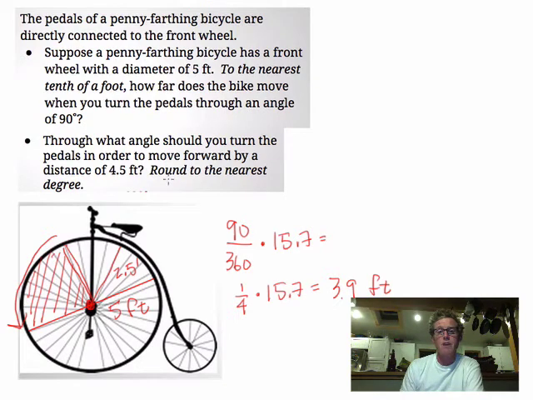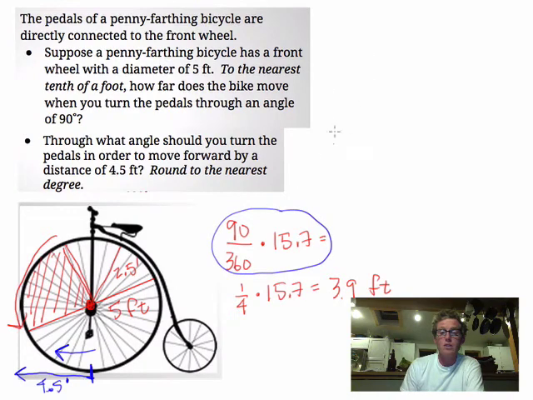For the next question, through what angle should you turn the pedals in order to move forward by a distance of 4.5 feet, rounded to the nearest degree? What we're looking for is, if we start right there on this mark and the bicycle starts rolling forward, how many degrees will the wheel rotate before the total distance covered in this direction is 4.5 feet?